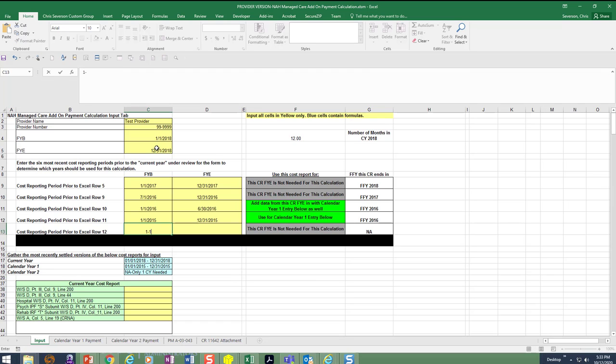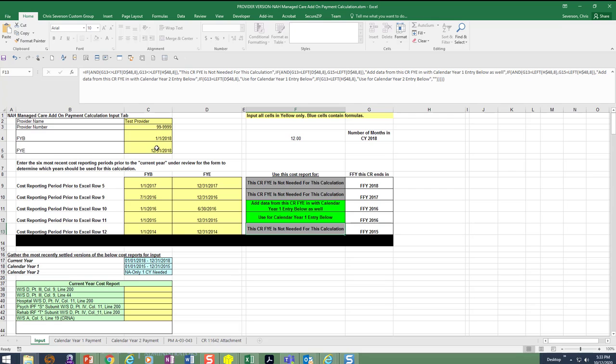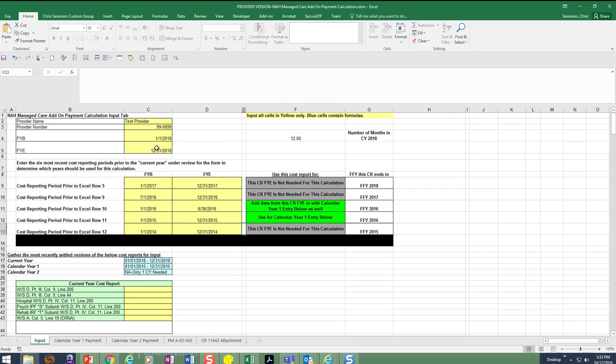Now if we put in 1/1/14 through 12/31/14, right away it knows, hey, we don't need this calculation. We don't need this fiscal year in for this calculation, so don't bother entering anything else. It blacks it out. So that's how this particular form will work.